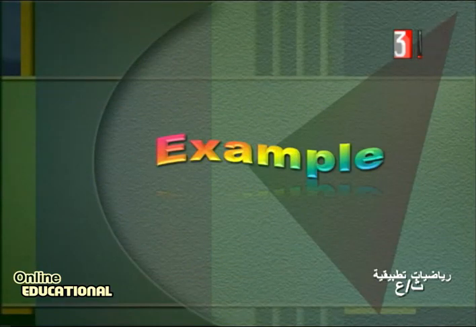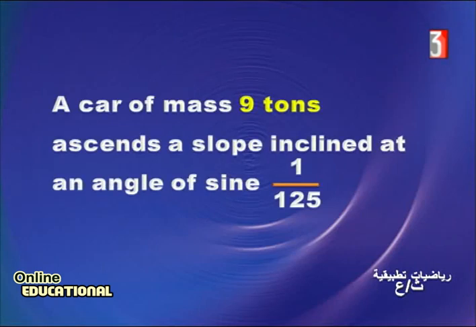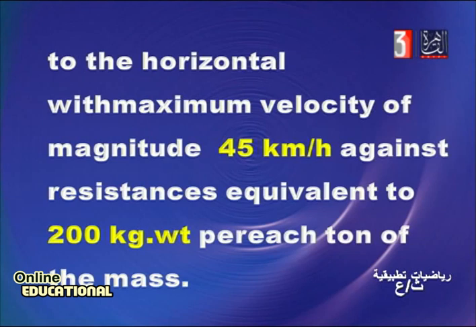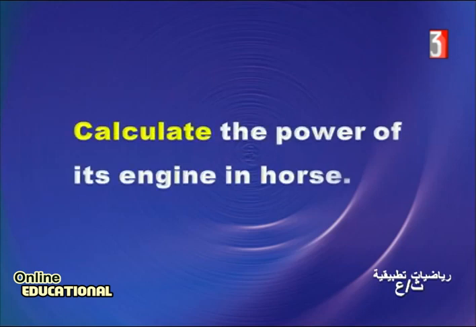A car of mass 9 tons ascends a slope inclined at an angle of sine 1 over 125 to the horizontal with maximum velocity of magnitude 45 kilometer per hour against resistance equivalent to 200 kilogram weight per each ton of the mass. Calculate the power of its engine in horse unit.